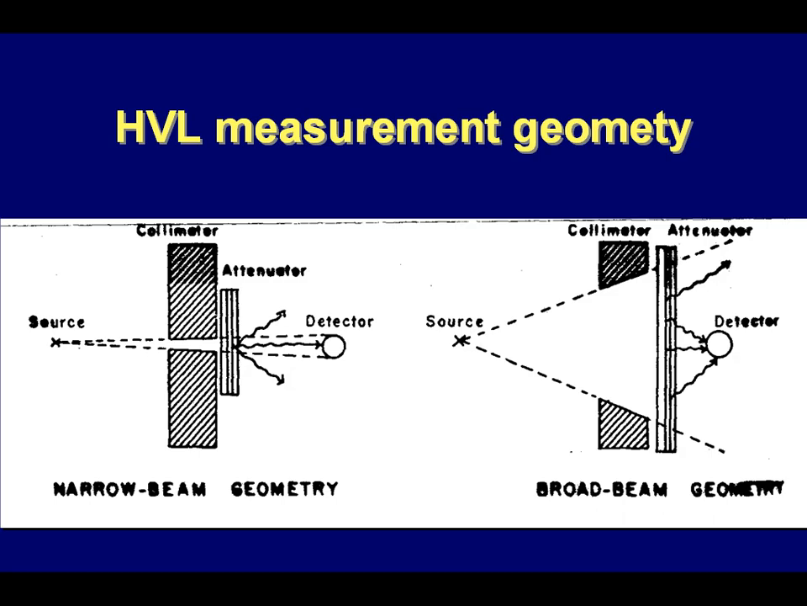Broad beam geometry, you have wide collimation and the detector is placed close to the attenuator. Consequently, scattered radiation from the attenuator can reach the detector. For measuring half value layers, you really want narrow beam geometry. The only exception to this rule is if you're measuring half value layers for shielding purposes. When we talk about radiation shielding, we want to look at a worst case scenario. Broad radiation beam, somebody is next to the wall of the therapy room, so that's broad beam. We want to use broad beam values. For most of the time, we want narrow beam values.